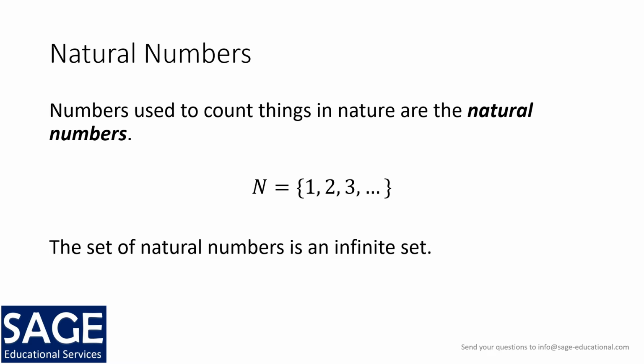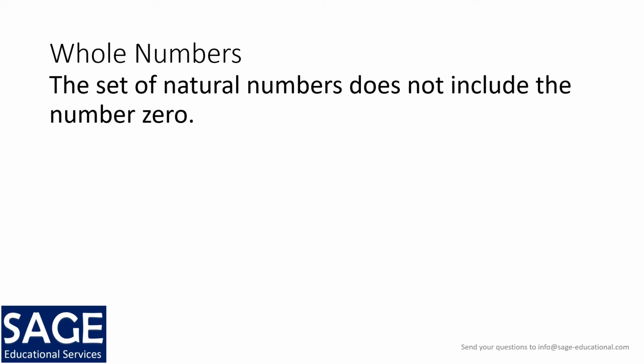This is a set of an infinite number of numbers. So the set of natural numbers is an infinite set. Obviously, there are a lot more numbers than the natural numbers. So as we start adding more numbers to this set of natural numbers, we will come up with other sets of numbers. So the next set of numbers we're going to talk about is the whole numbers.